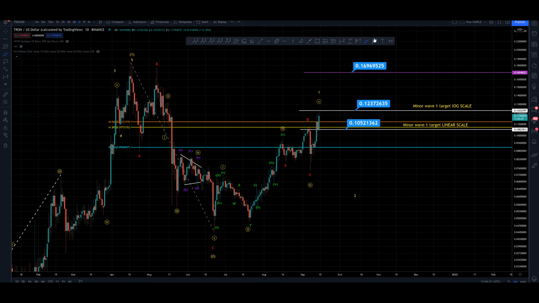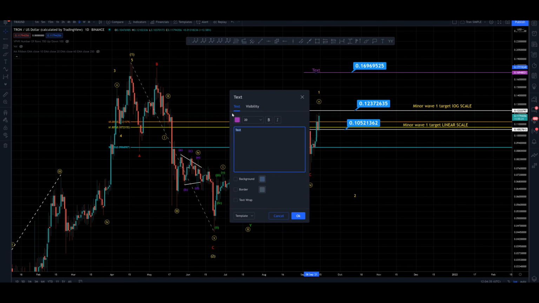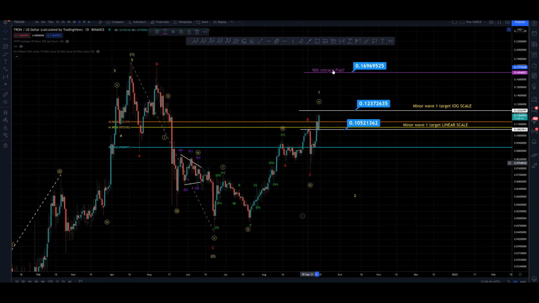So let's just do a little bit of housekeeping up here and put a little target up here as well. Same deal. 90% retrace. Flat? Just to keep that in our mind.